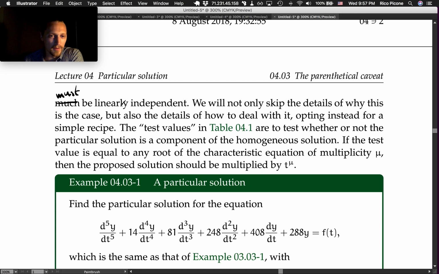I will show you how to deal with it. And you can use these test values to do that. The test values of the third column are to test whether or not the particular solution is a component of the homogeneous solution.